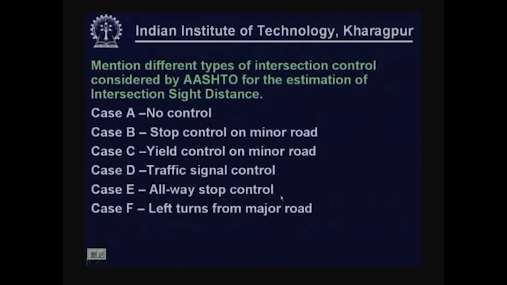Next question was to mention different types of intersection control considered by AASHTO for the estimation of intersection side distance. Different intersection controls are case A no control, case B stop control on minor road, case C yield control on minor road, case D traffic signal control, case E all-way stop control, and case F left turns from minor roads. So, AASHTO considers all these 6 cases.